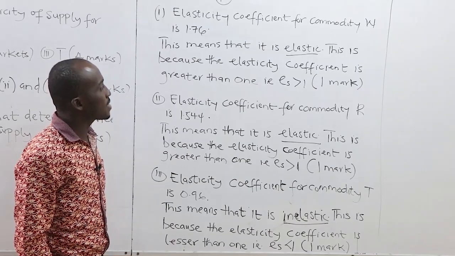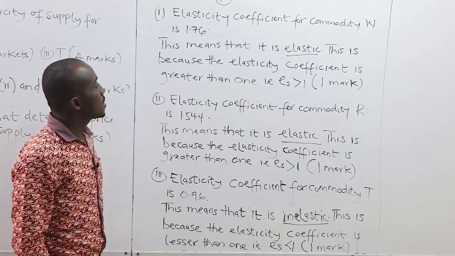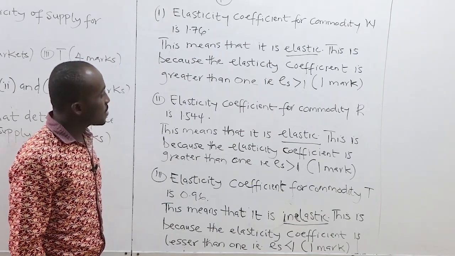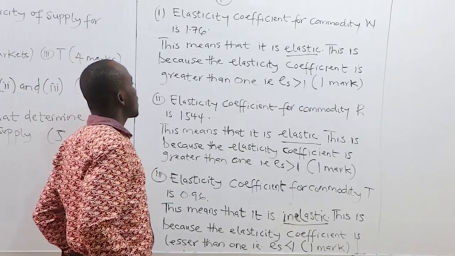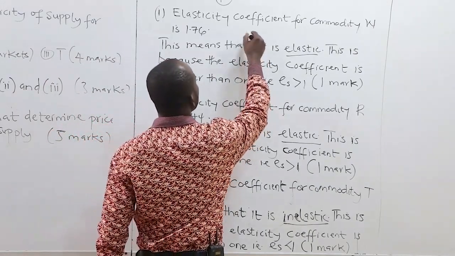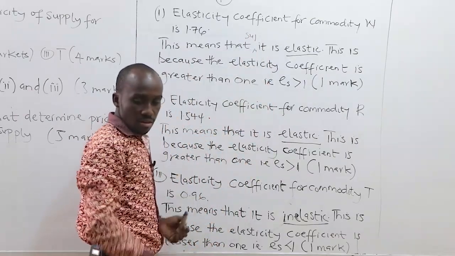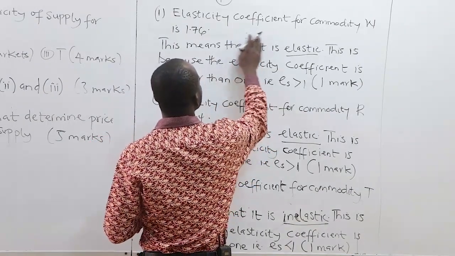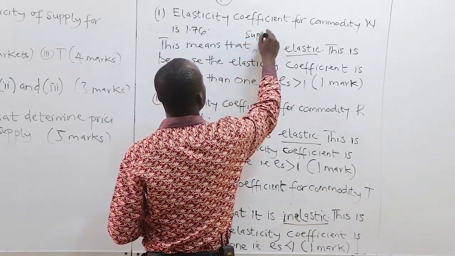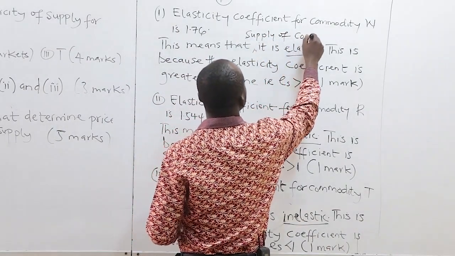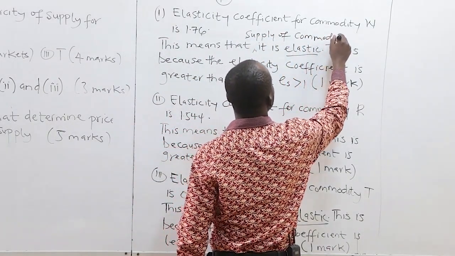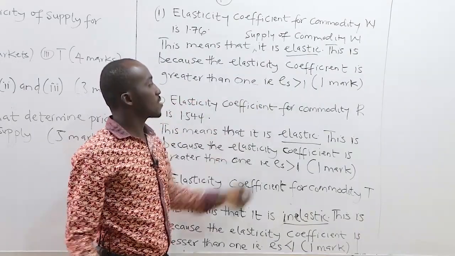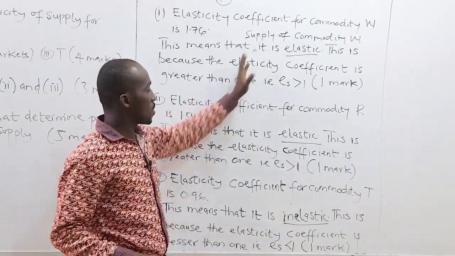The supply is elastic. This is because the elasticity coefficient is greater than 1, right? So this means that the supply of commodity W is elastic. Why? The elasticity is greater than 1. 1 mark.